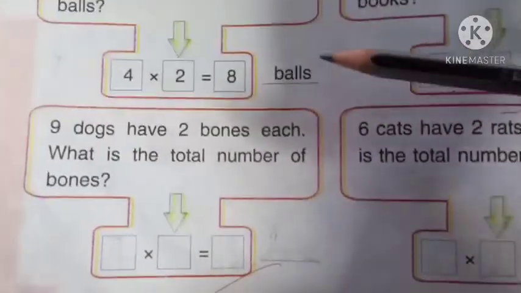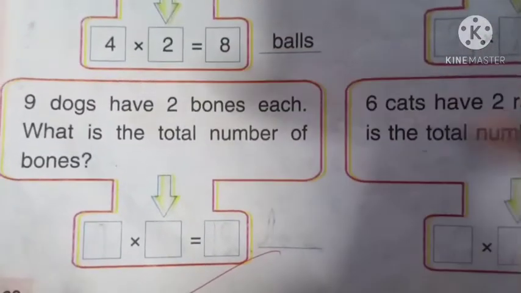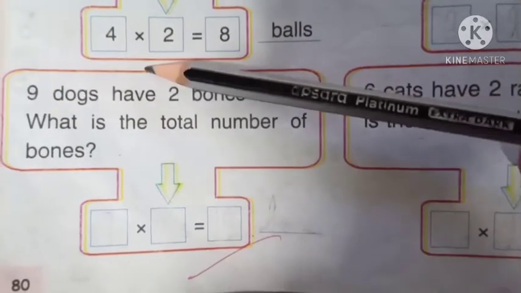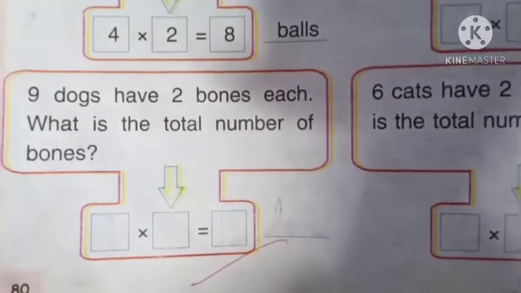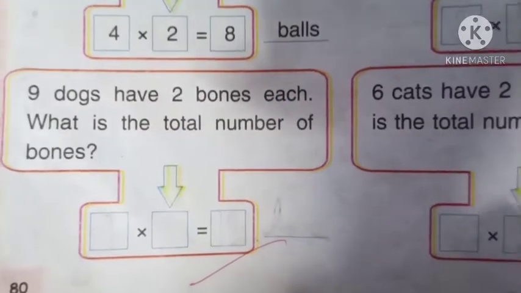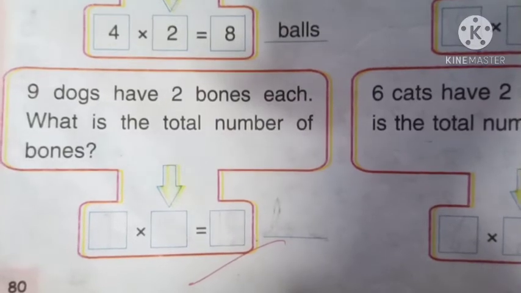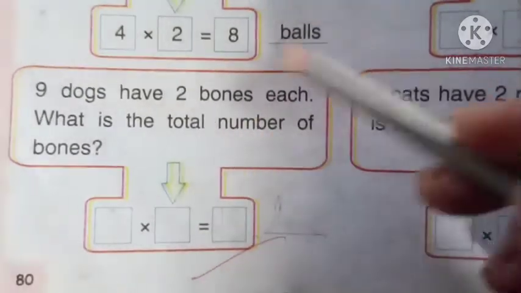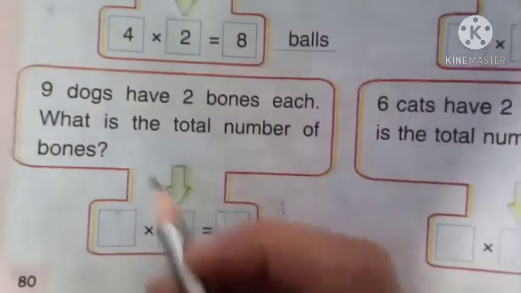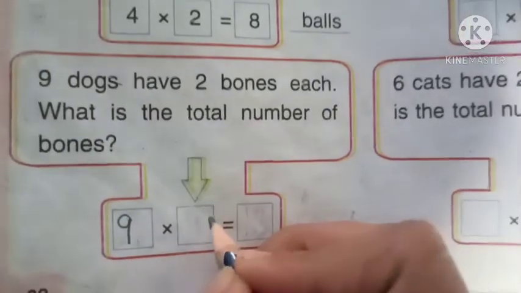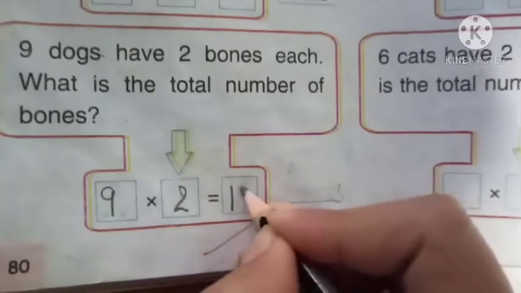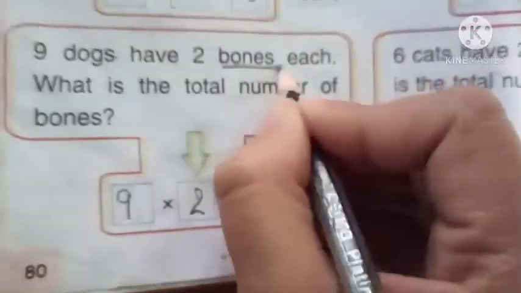Now let's solve these problems. So first we need to read the question. 9 dogs have 2 bones each. What is the total number of bones? So how many dogs are there? Good. 9. And number of bones? 2 each. So let's write 9 times 2. 9 times 2 is equal to 18. 18 bones.